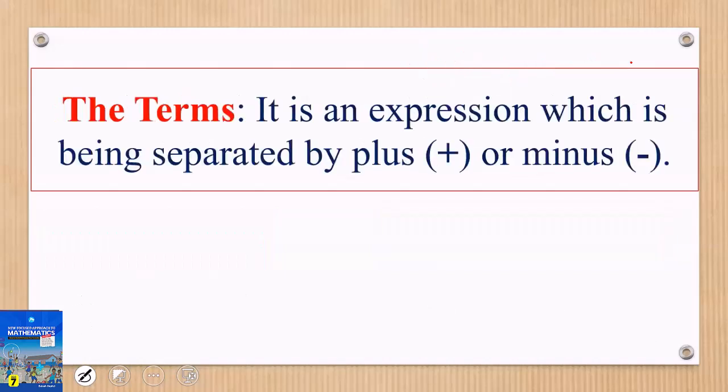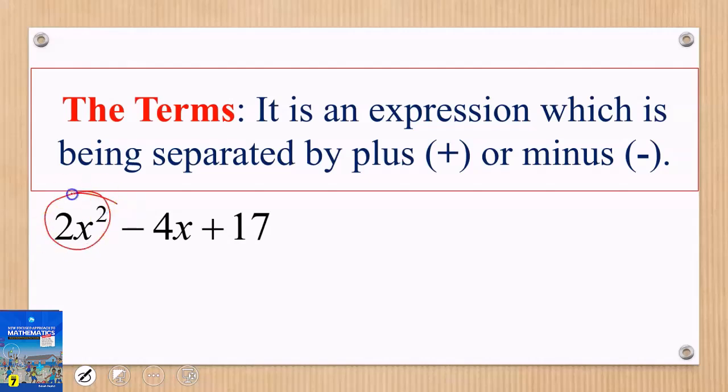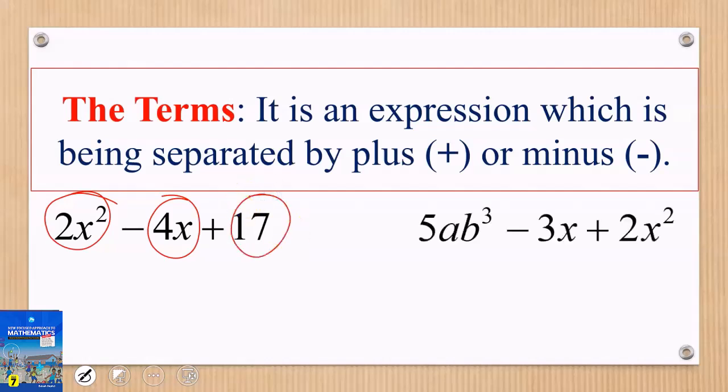Then we have the word terms. A term is an expression which is separated by either a plus or minus symbol. So for example, if I write 2x squared minus 4x plus 17, here I've written 3 different terms. I have a term called 2x squared, and I have a term called 4x, and I have a term called 17. Here again, I have 3 terms. I have this whole thing as a term, because each of them is separated by plus or minus.